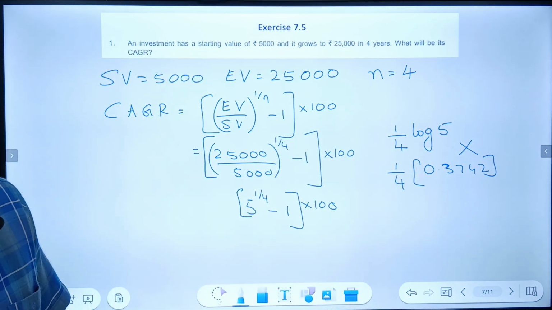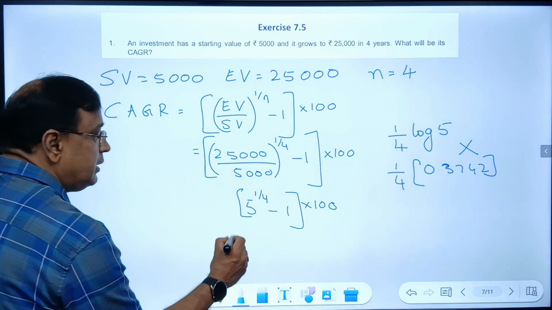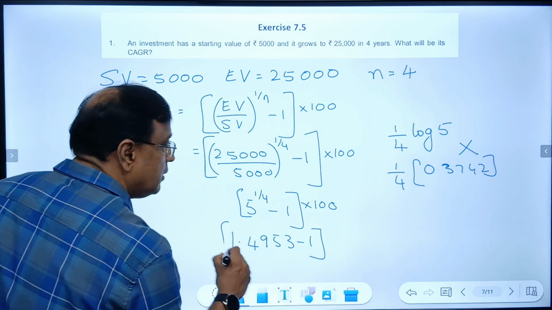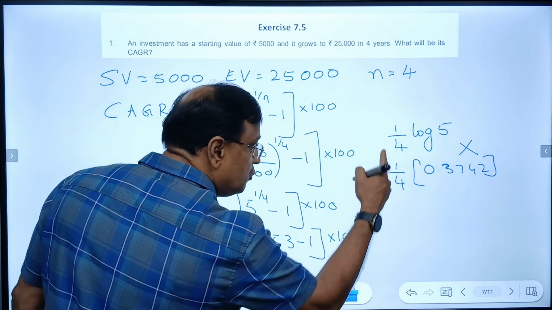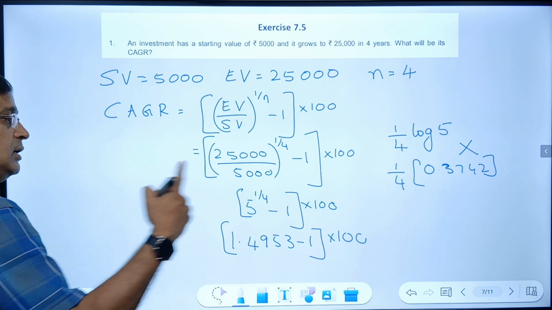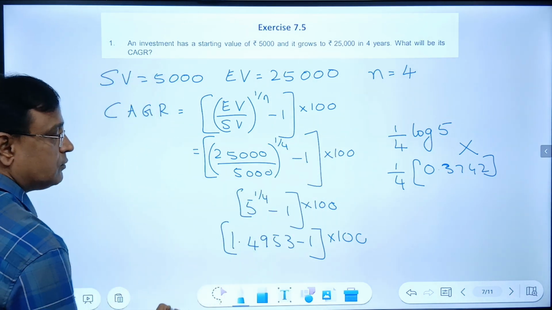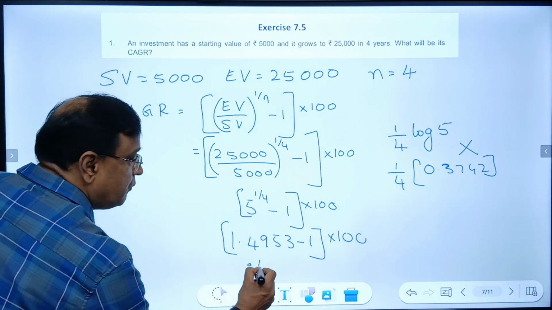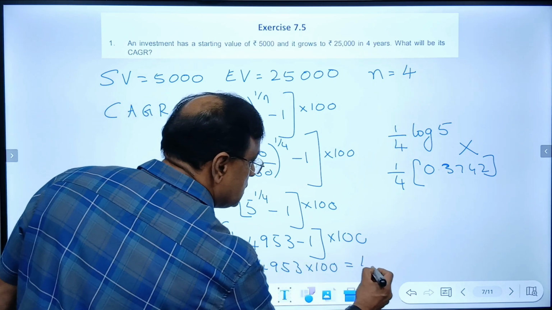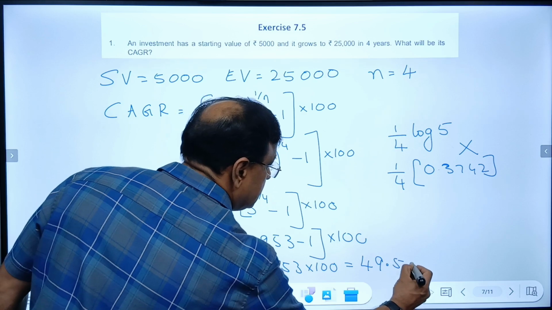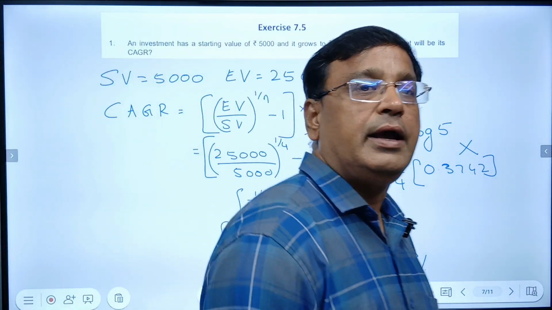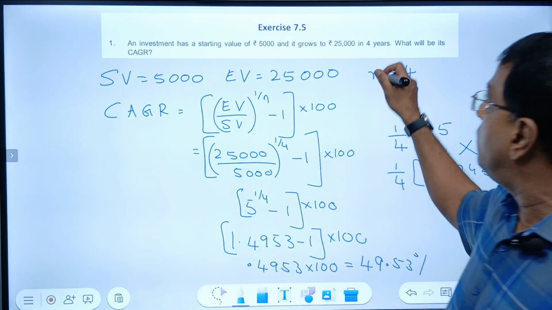And it is given that 5 power 1 by 4 is 1.4953, minus 1, into 100. In case you are not able to do it by the logarithmic method, if you have a doubt, you can always put your message in the comment section. I will definitely do it for you. So this will be 0.4953 into 100. So the percentage is 49.53%. That means your money has grown 49.53% over a period of 4 years.